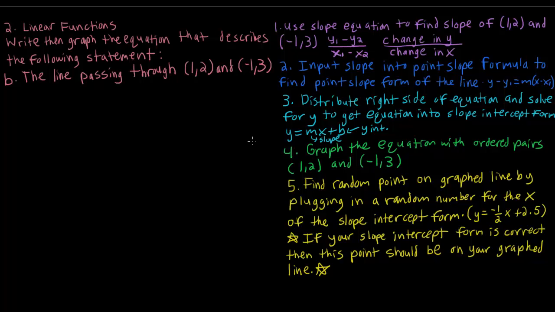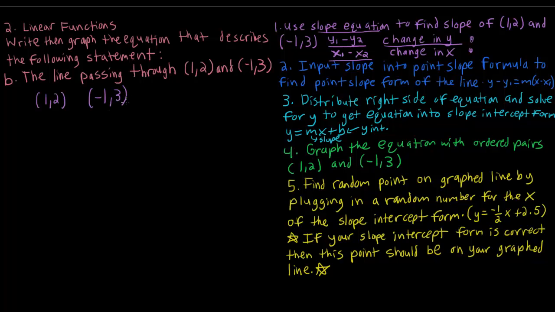2b, linear functions. Write then graph the equation that describes the following statement. The line passing through the ordered pairs 1, 2 and negative 1, 3. So the first thing we want to do is use the slope equation, which is right here, y1 minus y2 divided by x1 minus x2, which shows us our change in y divided by our change in x. So we want to input these ordered pairs into this formula. Our ordered pairs are 1 and 2 and negative 1 and 3.